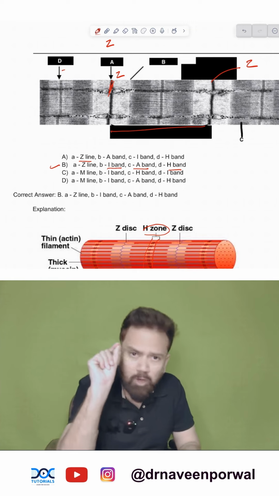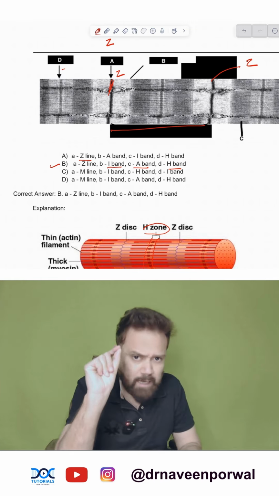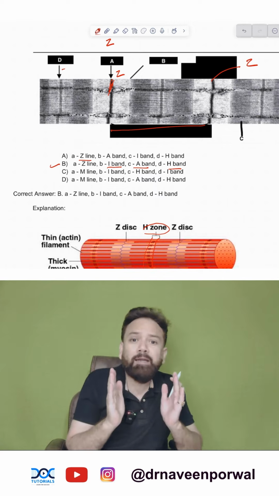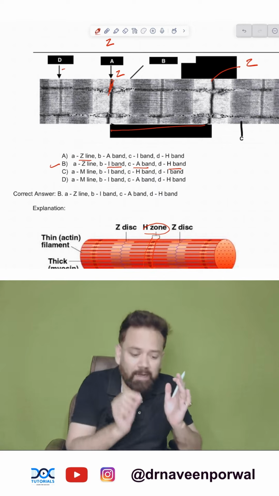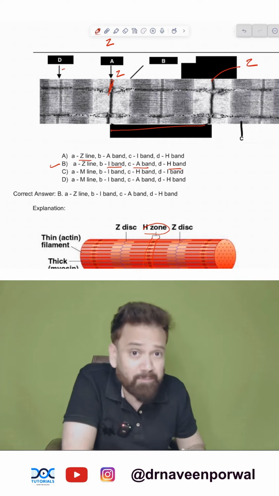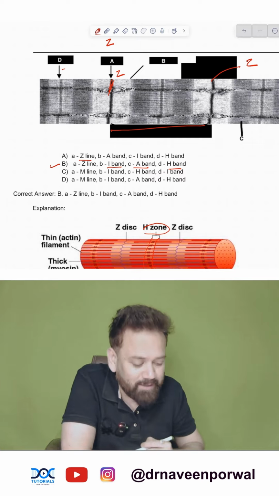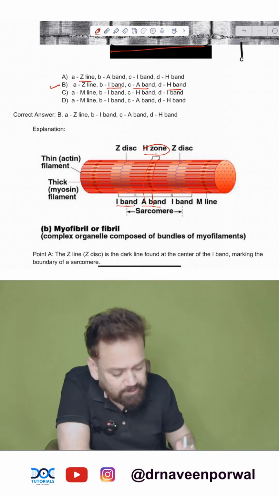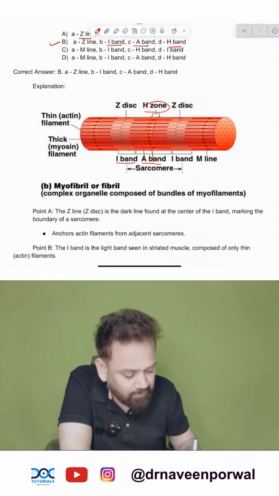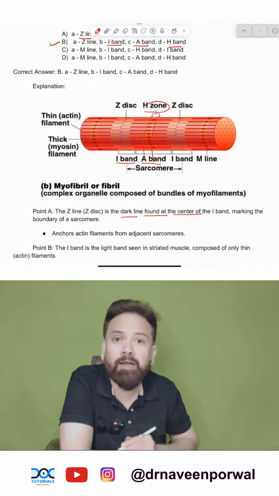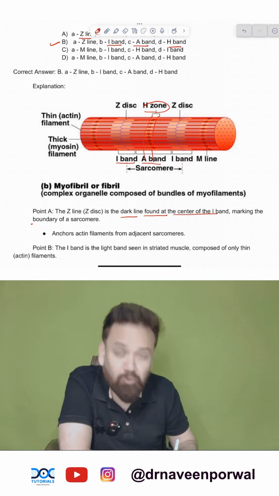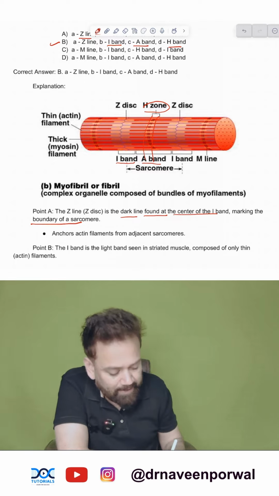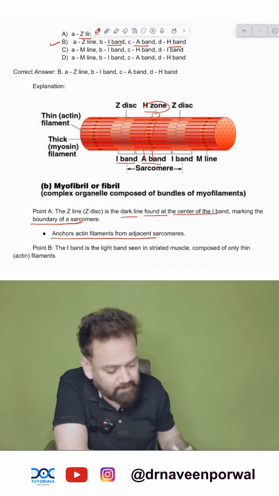So for the exam, always see the dark line, and that should be in between the light band, I band. So the mid of the I band is Z line, and the mid of the dark band is M line. You must know that. And between Z to Z is called sarcomere. Z is the dark line found at the center of I band, marking the boundary of sarcomere. Why? Z to Z is sarcomere. It anchors actin filaments from adjacent sarcomeres.